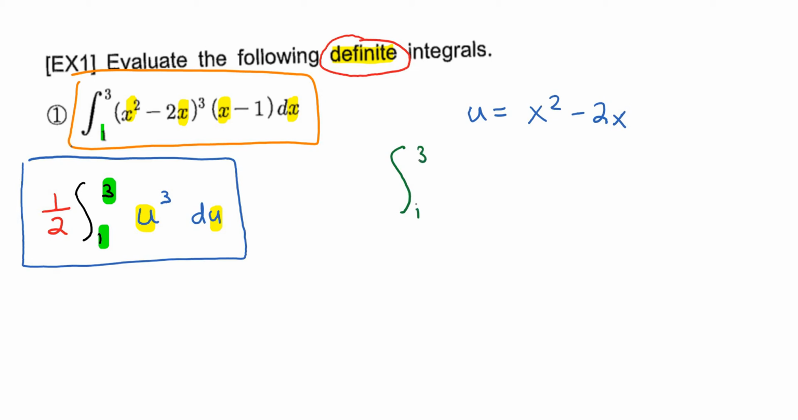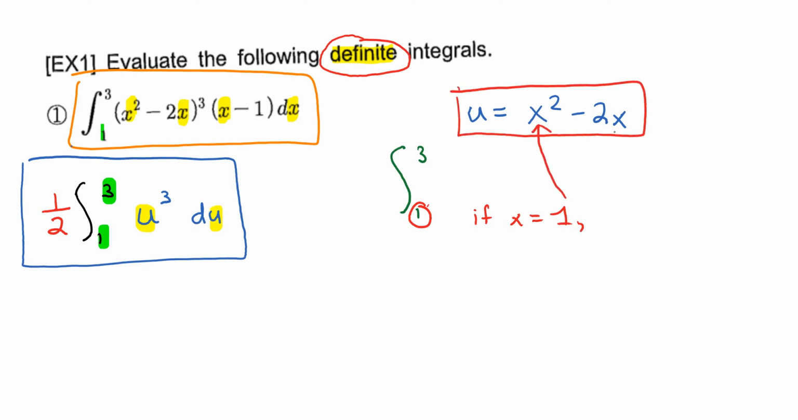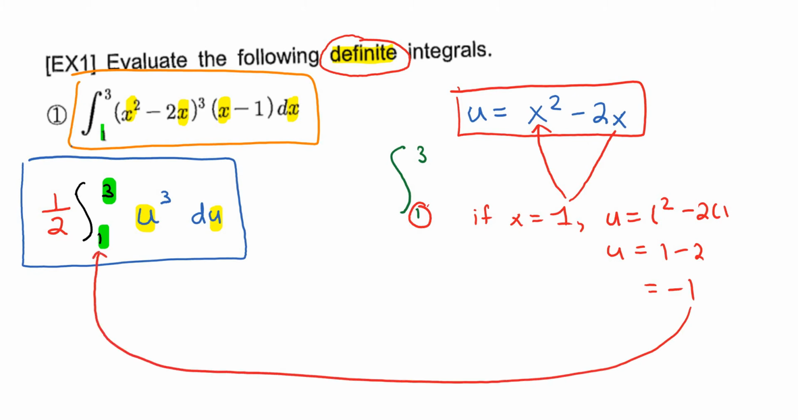Let's go ahead and take this lower boundary, which is 1. This is saying that if x equals 1, then what does u equal? Well, I know that u equals this, right? So this 1 will just represent all the x's. So u would now equal 1 squared minus 2 times 1, which means u will now be 1 minus 2, which equals negative 1. So what I'm going to do now is replace this negative 1 with my new lower boundary now.